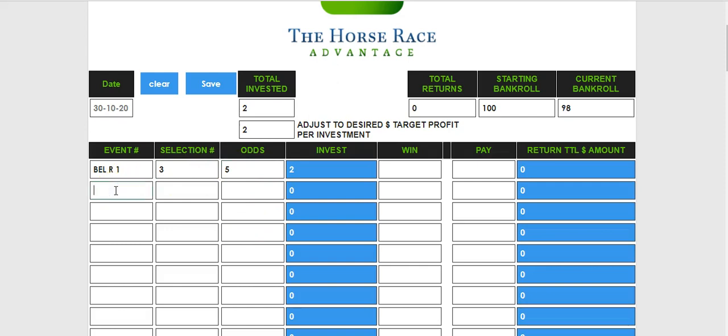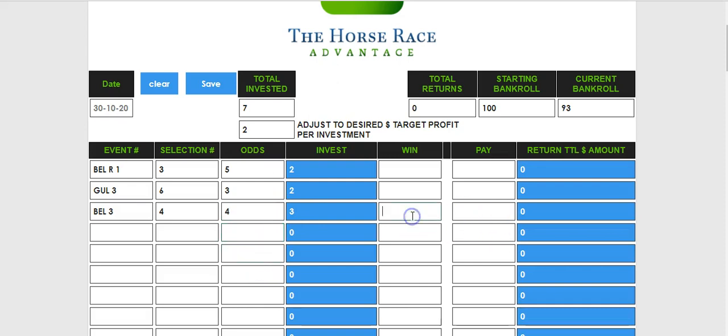Then you decide to play Gulfstream race 3 as your next race. The 6 horse, he's going off at 3 to 1. Then you put in Belmont again, decide to play race 3 there. The 4 horse, he's going off at 4 to 1, and so on.